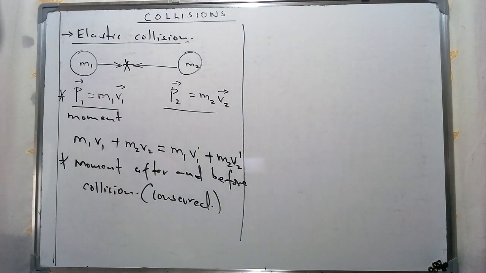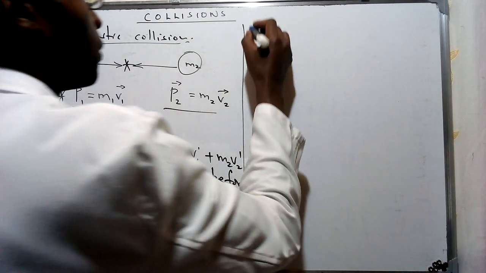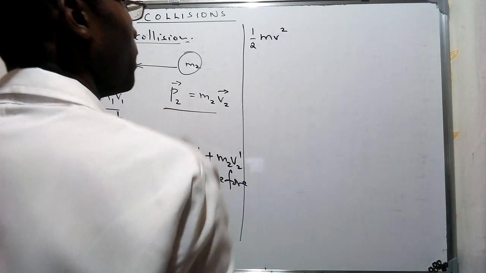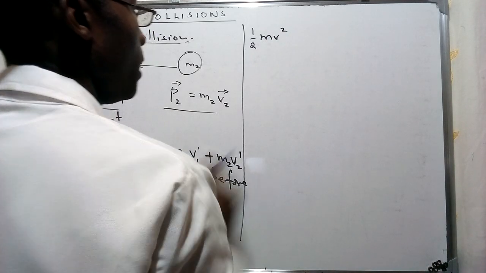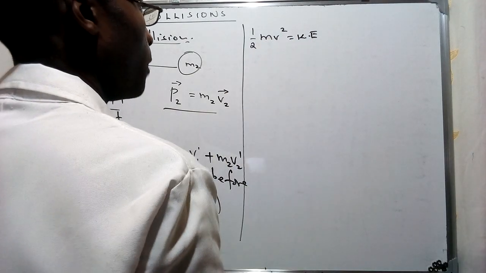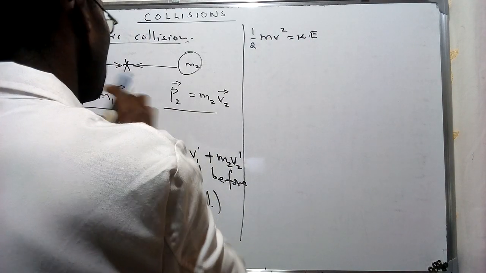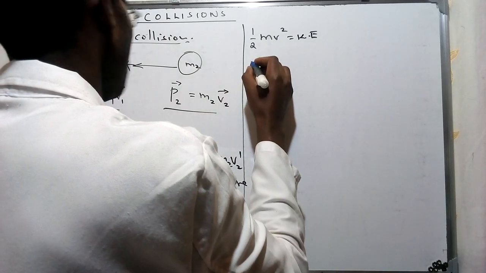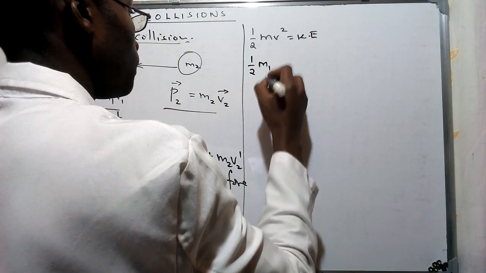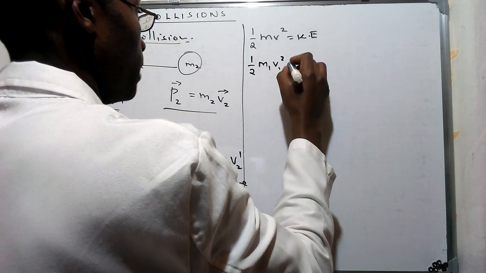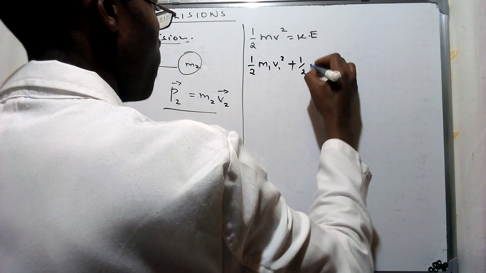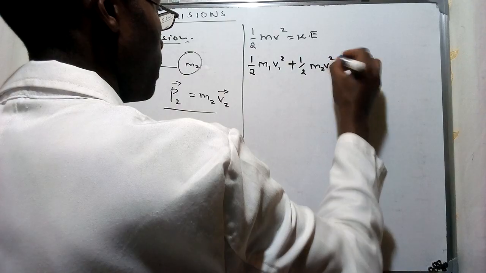this specific representation from our previous discussion, whereby we see that kinetic energy can be given in terms of half mv squared, the product of mass and the square of the velocity. Therefore, the kinetic energy of the first object, which is going to be P1, is given as half m1 v1 squared, plus the kinetic energy of the second object, which is given as half m2 v2 squared.